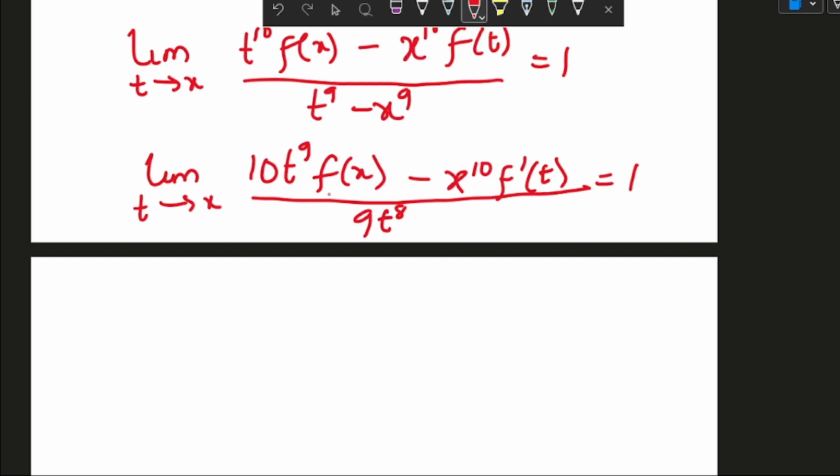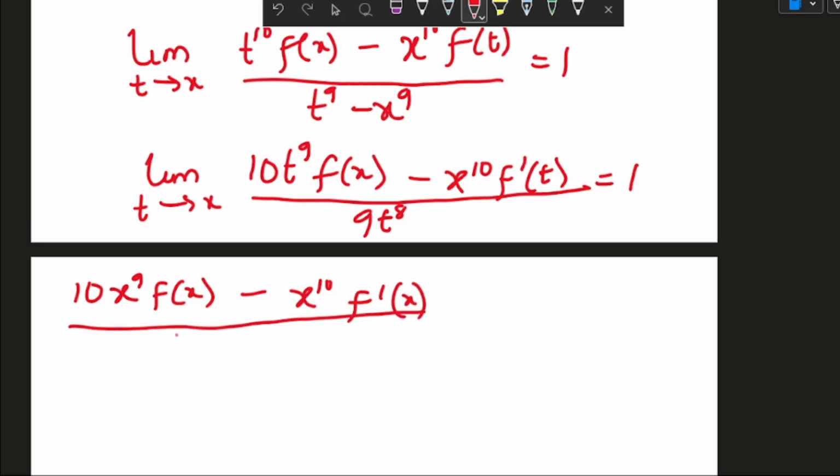Now I can easily put in my limit as t tends towards x, meaning that anywhere I see t, I should put in x. So I'll get something of this nature: 10x to the power of 9 f of x minus x to the power of 10 f prime of x, because t is now x, divided by 9x to the power of 8 equals 1.